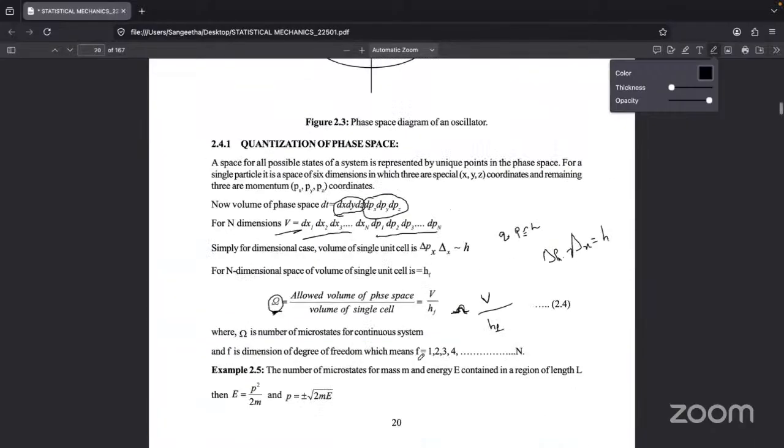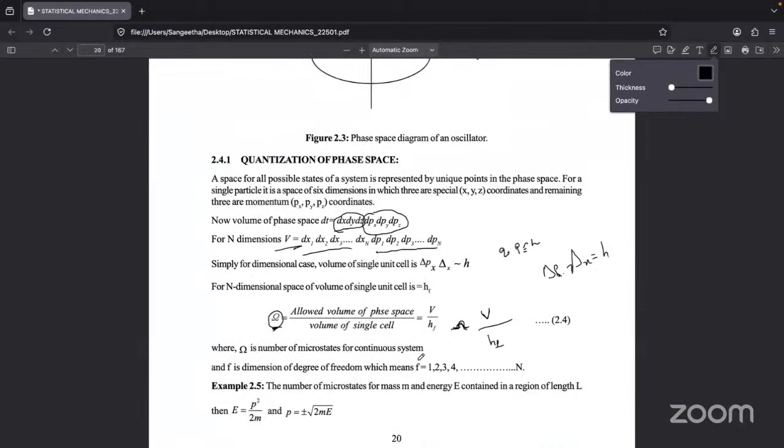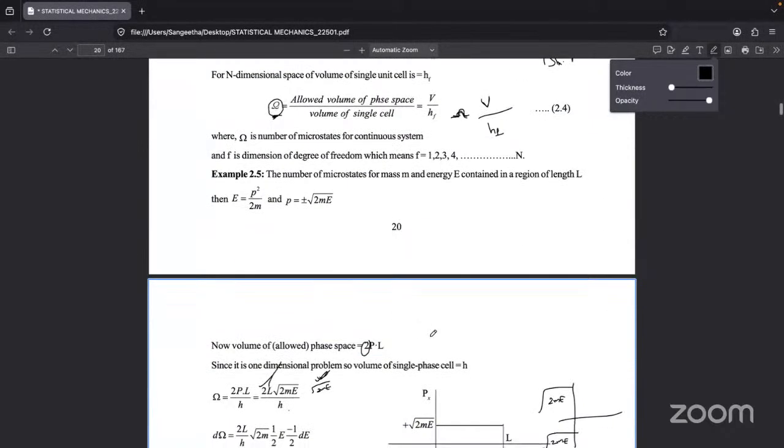This example is about quantization of phase space. Next we will discuss the next topic.